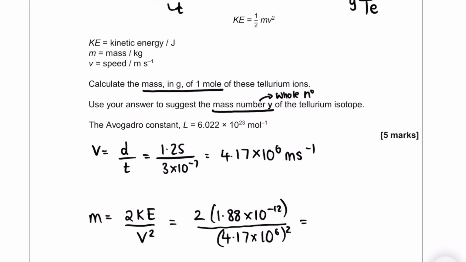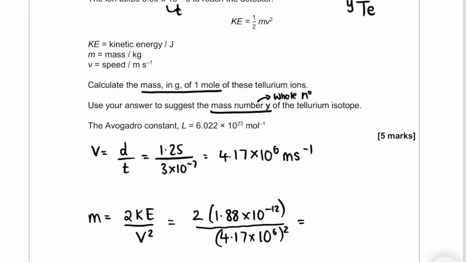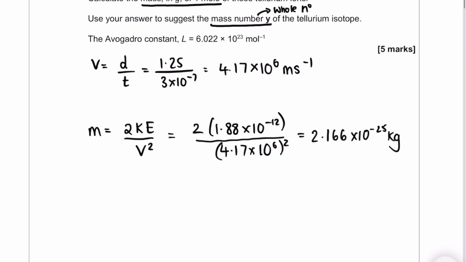I'm going to see what I get. And that is coming out as 2.166 times 10 to the minus 25. Remember that this mass is in kilograms. So the first thing I'm going to do is turn it into grams by timesing by 1,000. So that's 2.166 times 10 to the minus 22 grams.